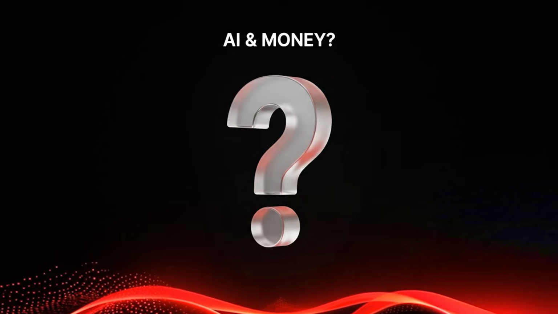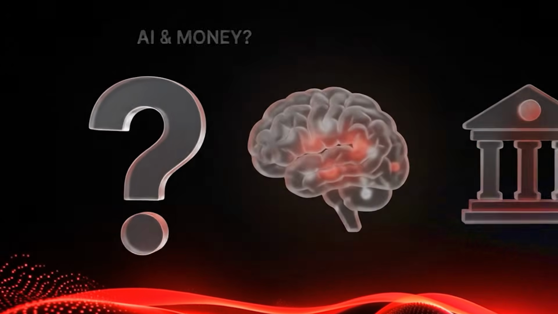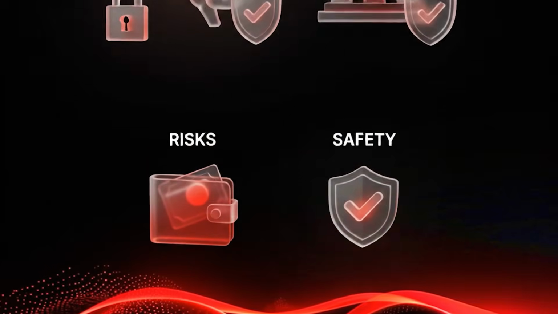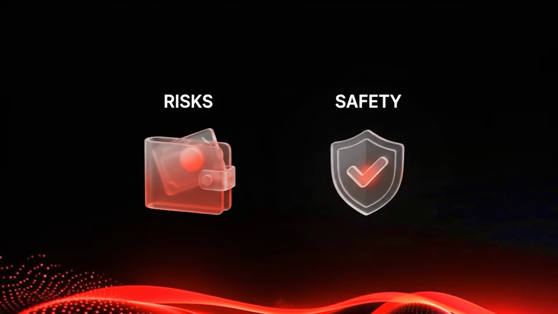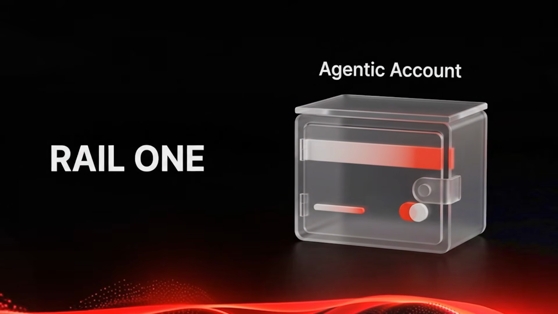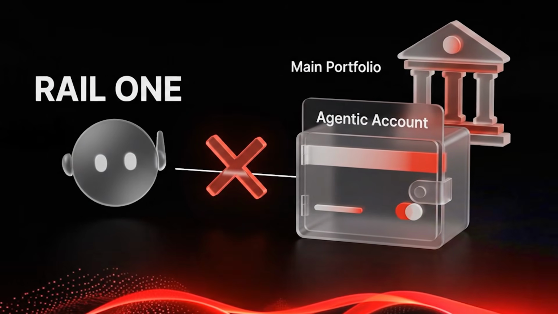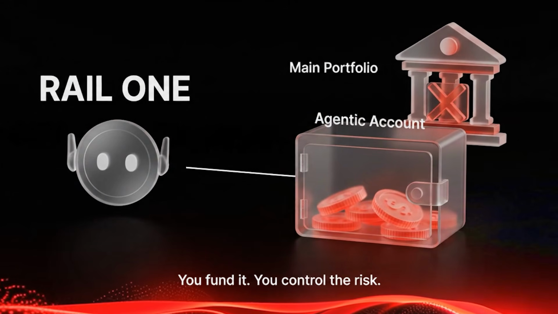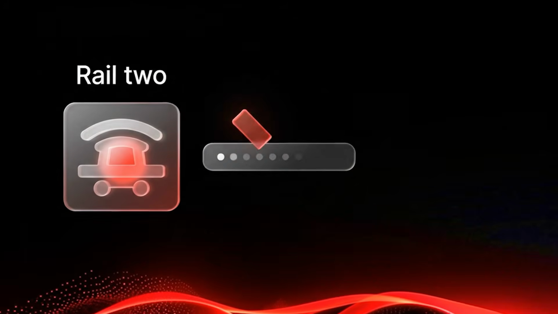Some people may be asking, is this actually safe, to let an AI manage my money? Now let me give you the honest answer with all the safety and the guardrails so you understand what you're putting at risk. So you have rail 1, which is the agentic walled off account. The agent can only touch your separate agentic account, and it can only spend the money you put in that account. It can't touch your main portfolio or any of that money. Your entire risk is in that one account.